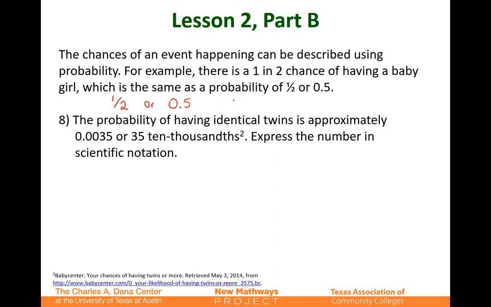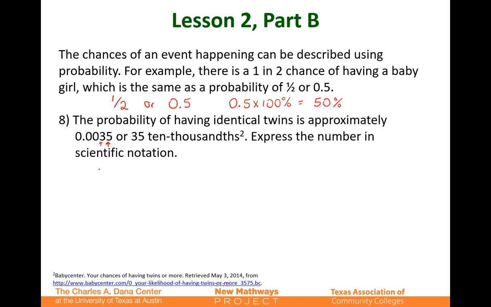If I want to change a decimal to a percent, I can do that by multiplying by 100%. So another way of stating the probability is that there's a 50% probability, or a 1 out of 2 chance, or probability of 1/2. The probability of having identical twins is approximately 0.0035, or 35 10,000ths. Remember, this is the thousandths place. This is the 10,000ths. So this is 35 10,000ths.